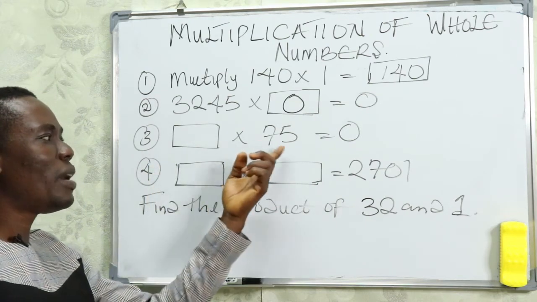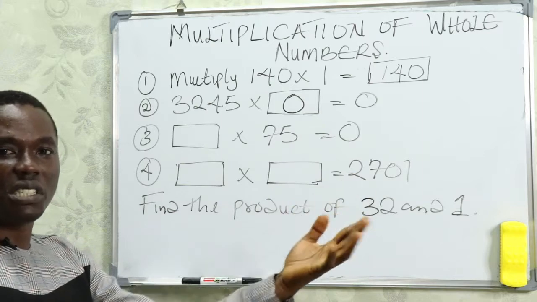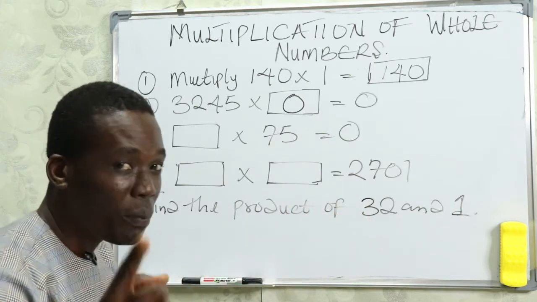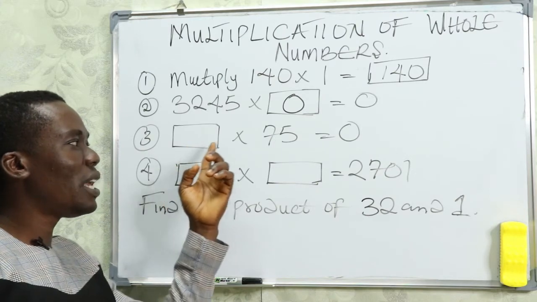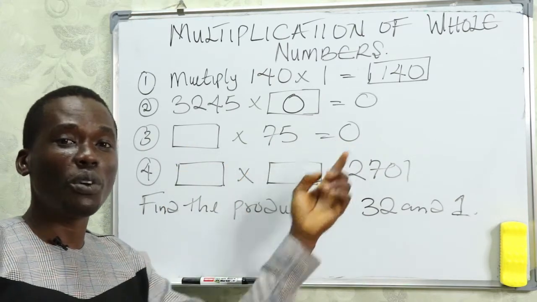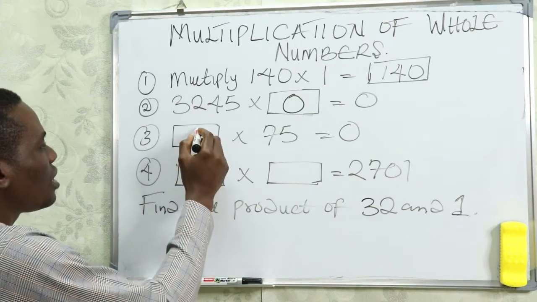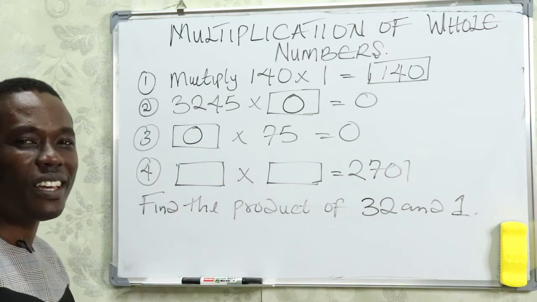Now let's look at the third one. What do you multiply by 75 that will give you 0? Same thing. Remember property 1. I told you when you multiply 0 by anything, it will give you what? 0. So that means 0 will be here. Very good.